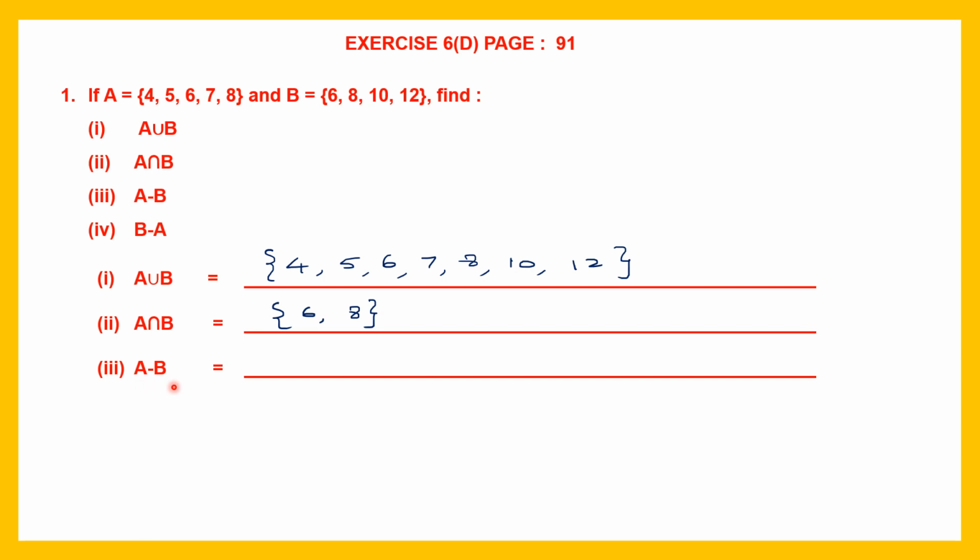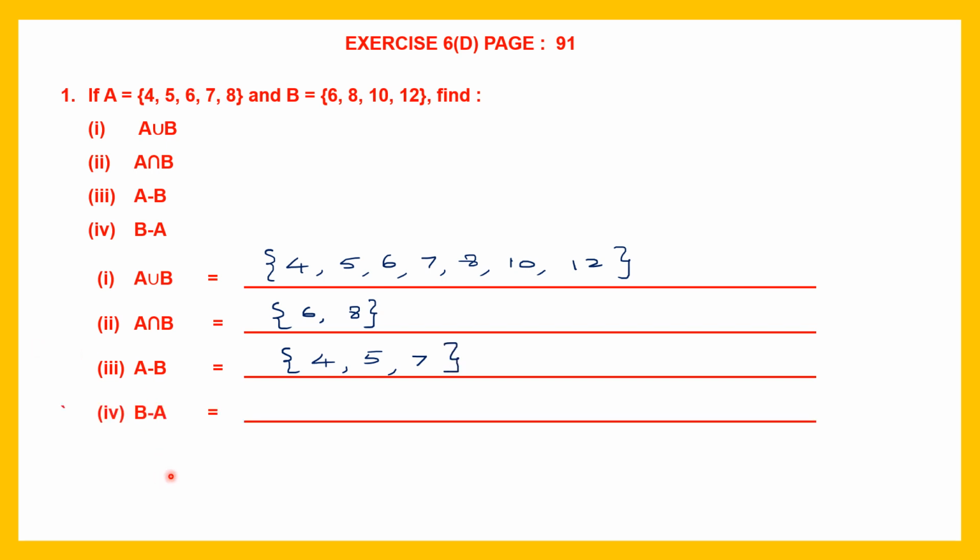Next is A minus B. That means we're going to write all the elements of A which are not in B. So let's begin. So let's put the curly brackets. Now let's look at A. Now 4 is not there in set B, so we can write 4. 5 is also not there in set B, we can write 5. 6 is there in set B, so we cannot write. 7 is not there in set B, we can write that. 8 is there in set B, so we cannot write. So A minus B is 4, 5 and 7.